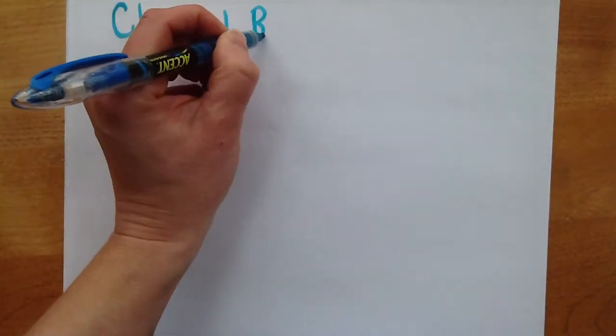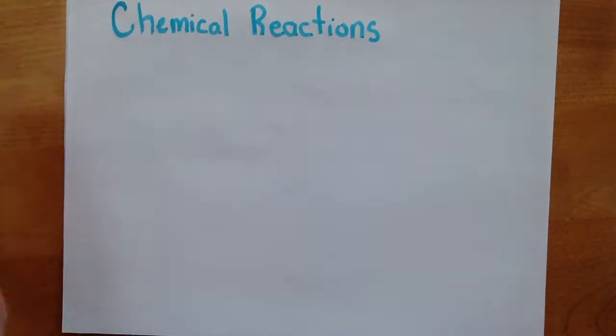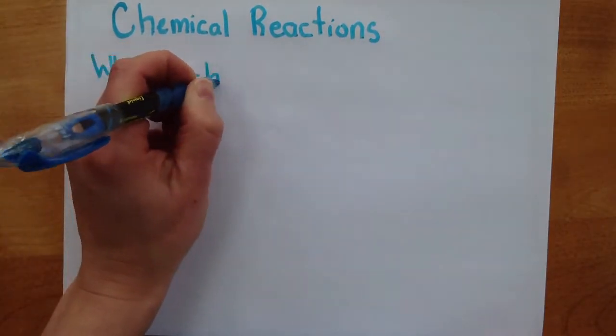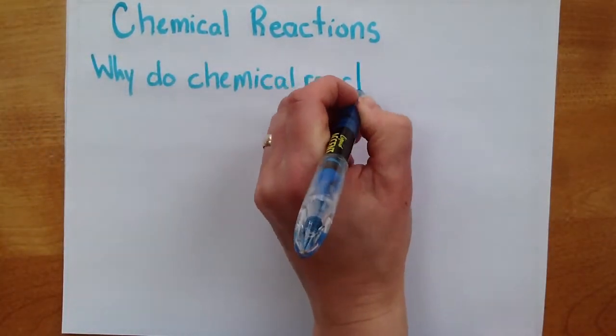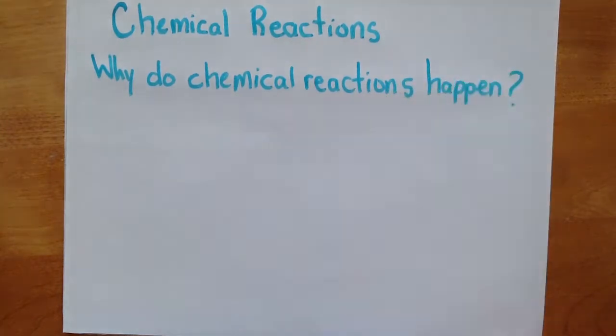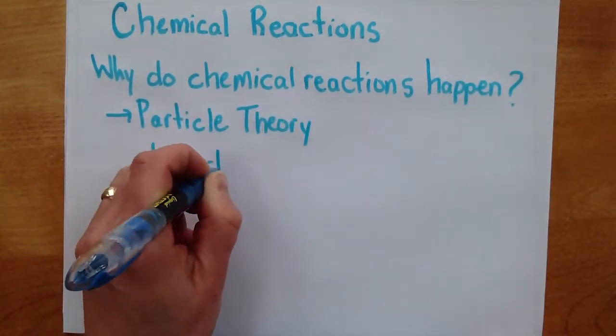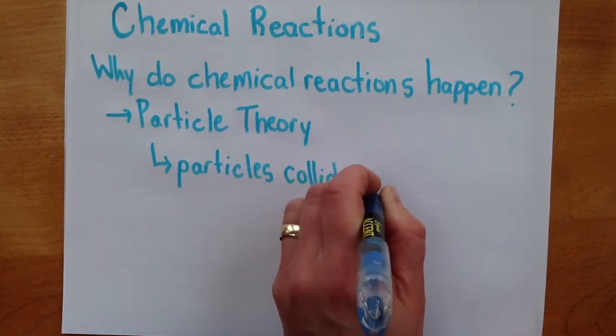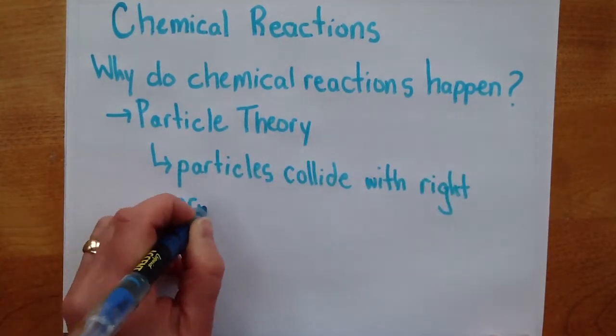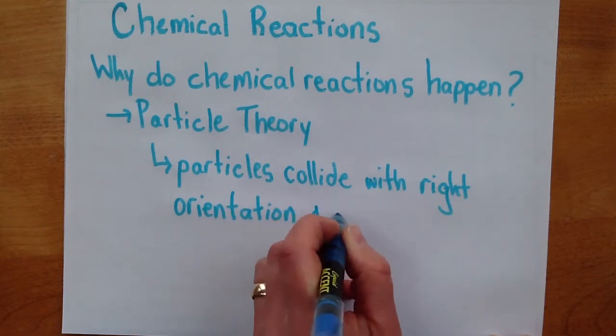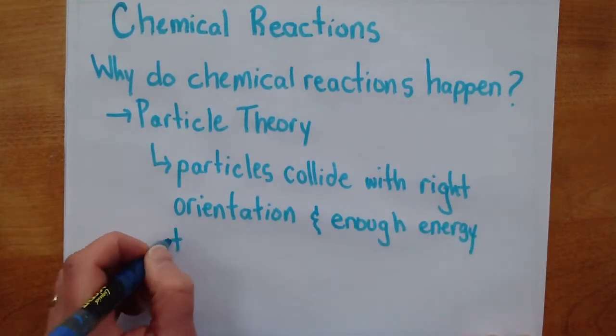Chemical reactions. Why do chemical reactions happen? Remember from grade 9 that particles are always moving. This is referred to as the particle theory of matter. As particles collide with each other, if their orientation is right and they have enough energy, bonds will break and new bonds will form.